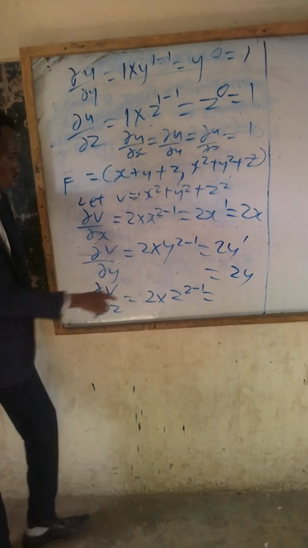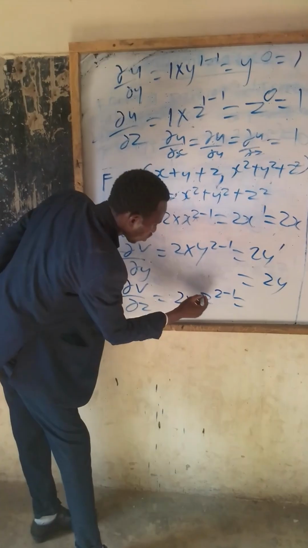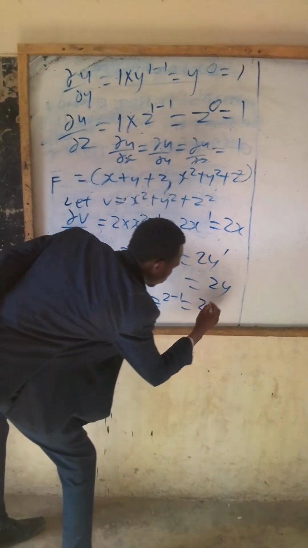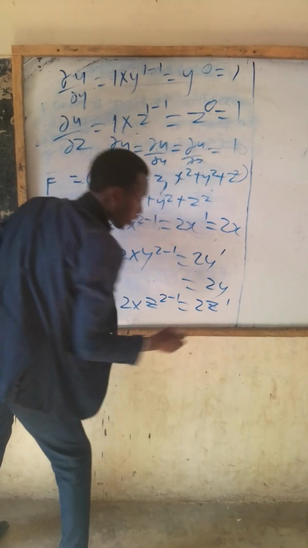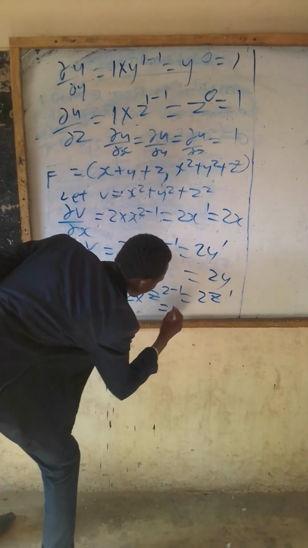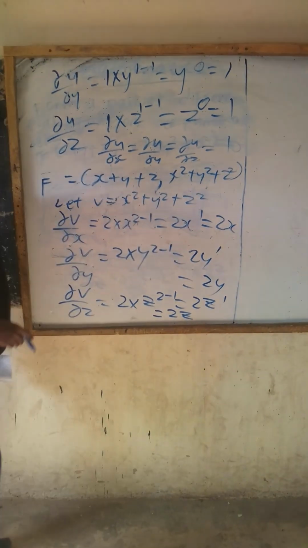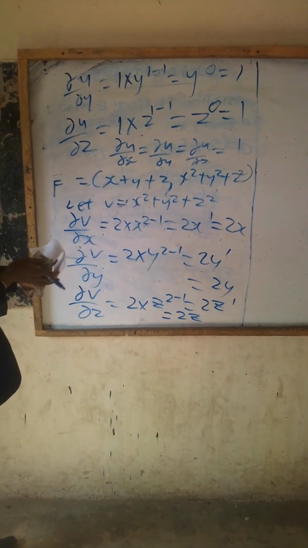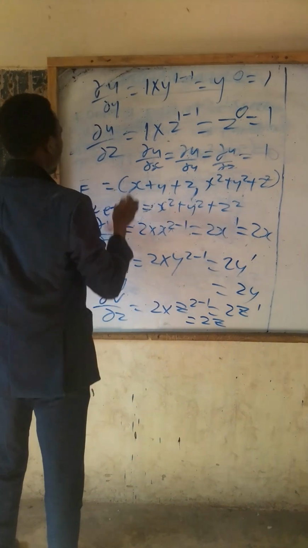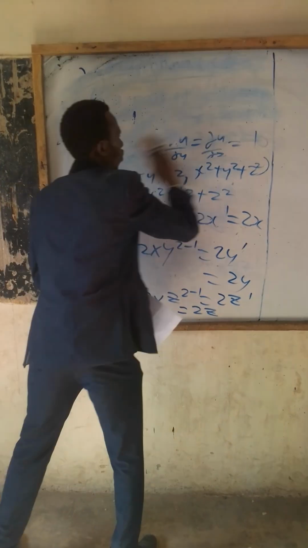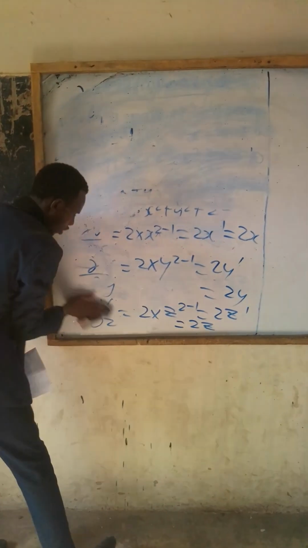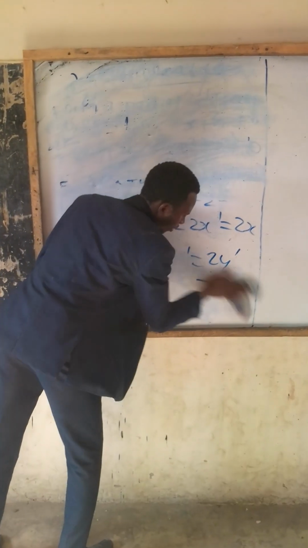Are you getting me now? So 2 multiplied by z is what? 2z. Now we have 2 minus 1. 2 minus 1 is 1, which is the same thing as 2z. So having known this, we are going to apply the formula given.